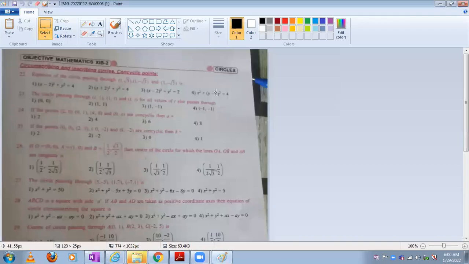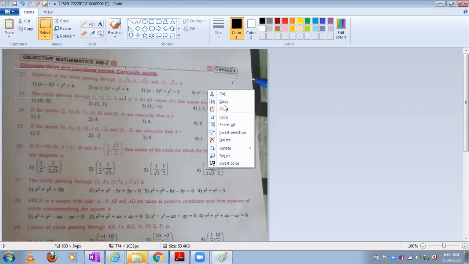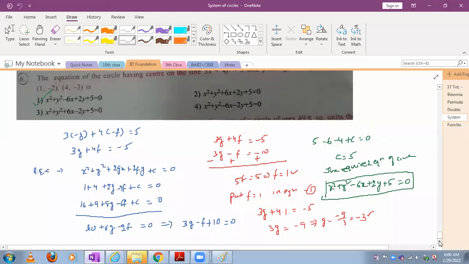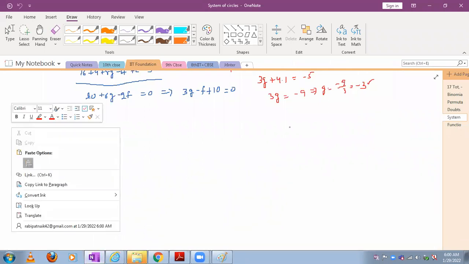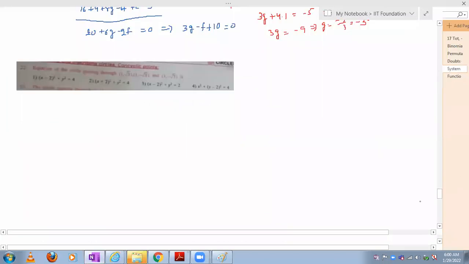Previous question, so 22. You will get it. Then 24, you can get it. So first of all, how to do this one?